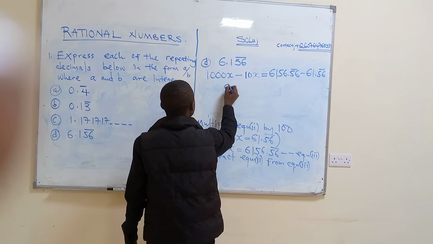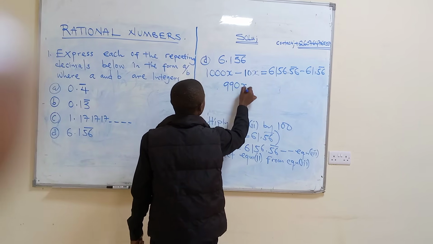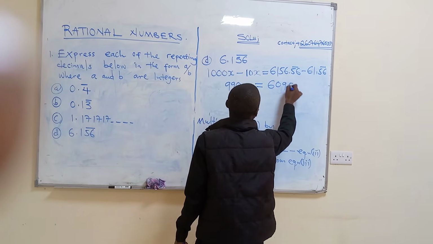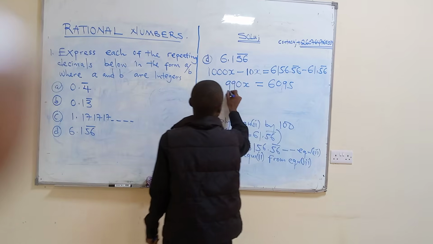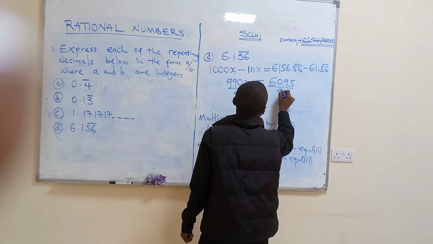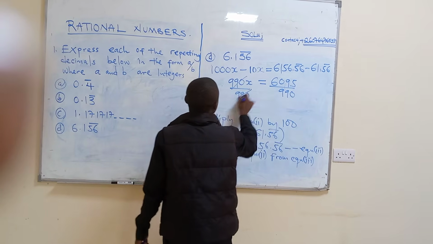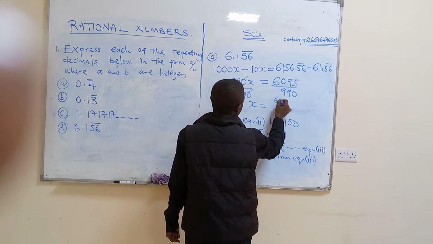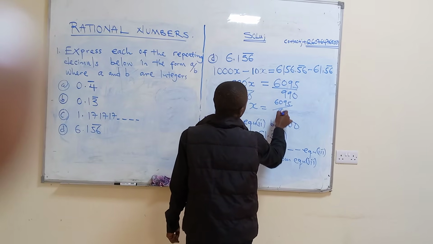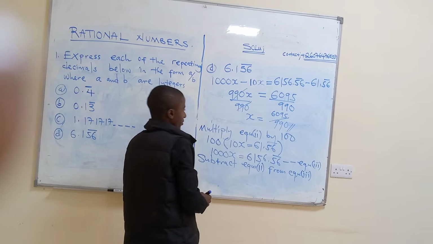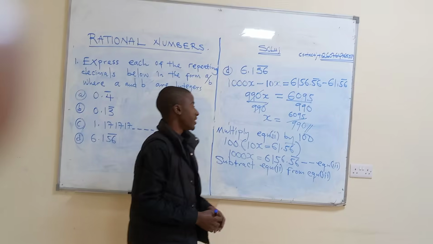So this is 990x is equal to 6095. When you subtract, divide both sides by 990, is equal to, so that is 625 over 9 like that. So that is your final answer. If you want, you can simplify it further.